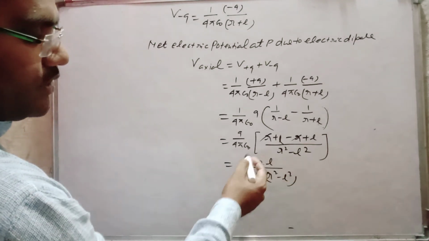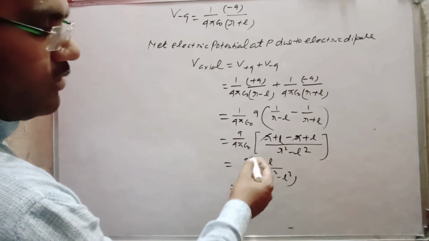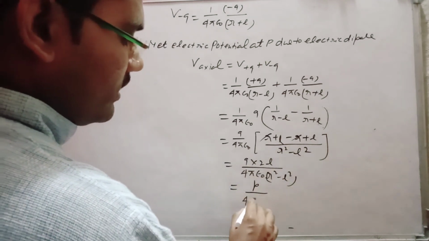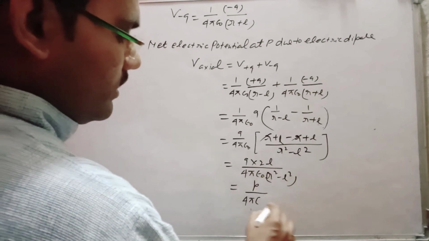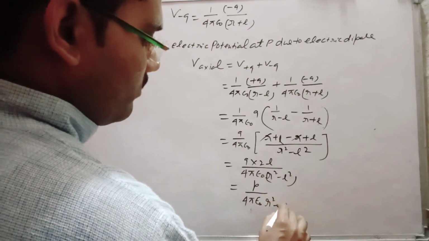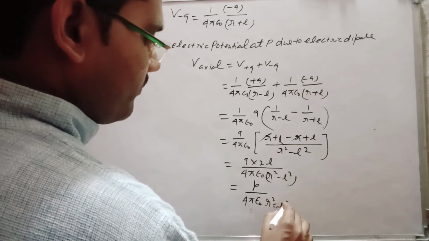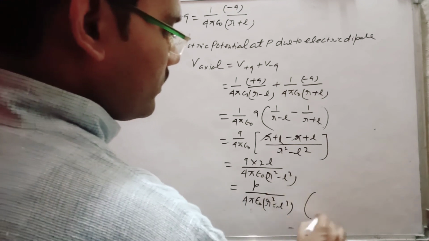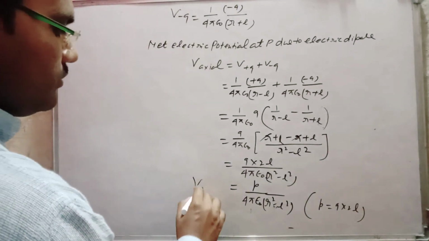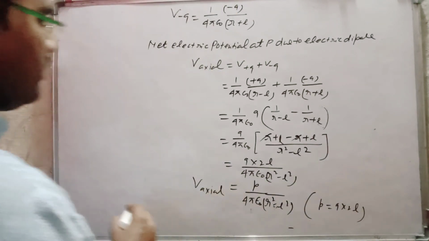What is the value of Q into 2L? The value of Q into 2L gives the electric dipole moment. Here P over 4 pi epsilon naught, R square minus L square, where P is equal to Q into 2L. So this one is the V axial.